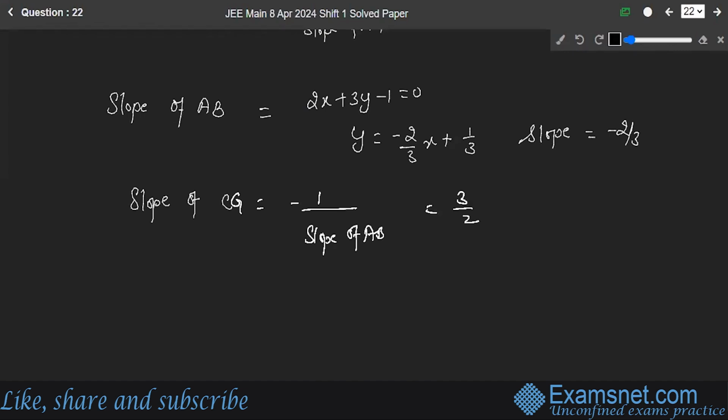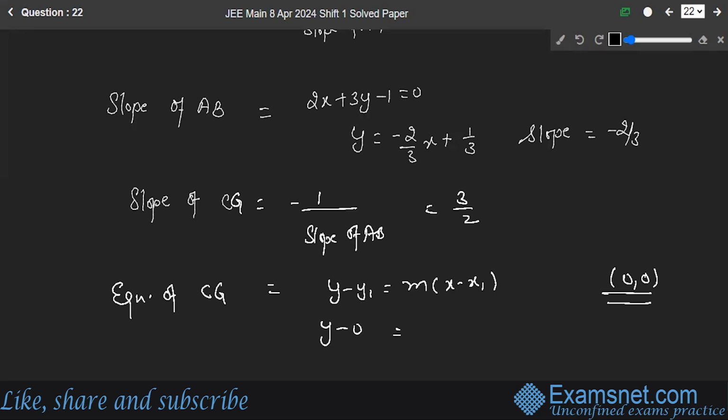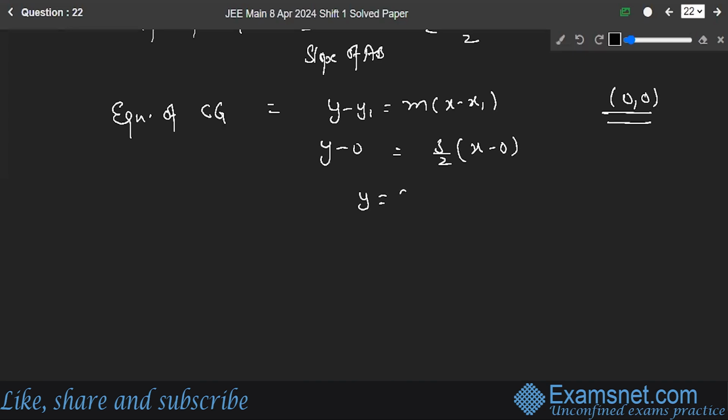Now, let's frame the equation of CG. This is y minus y1 is equal to m into x minus x1. CG is passing through the origin 0, 0. So y minus 0 is equal to 3 by 2 into x minus 0, or y will be equal to 3 by 2 x. This is the equation of CG. I already have the equation of AC. This is x plus 2y minus 1 is equal to 0. Let's find out the point of intersection.